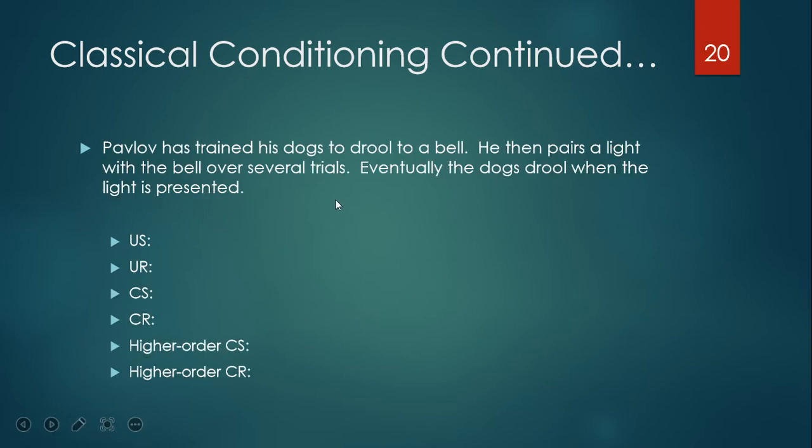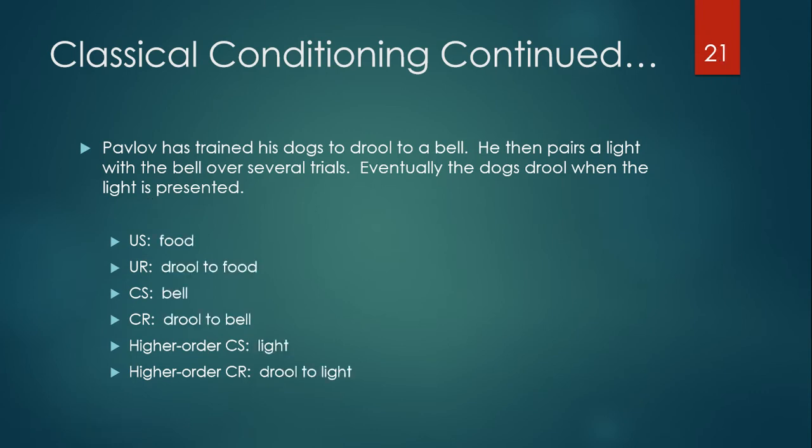So what does that look like in an example here? Let's go back to Pavlov. So Pavlov has trained his dogs to drool when there's a bell rung, all right? He then pairs the presentation of a light with the sound of the bell over several different trials. So flashes a light, rings a bell, flashes a light, rings a bell, flashes a light, rings a bell. Eventually, the dogs drool whenever the light is presented, whenever they're flashed that light.